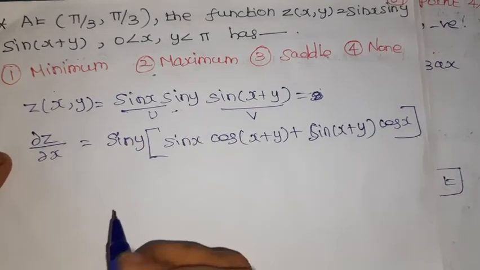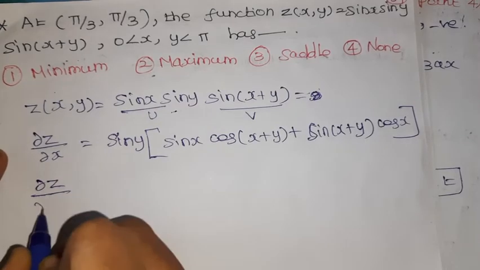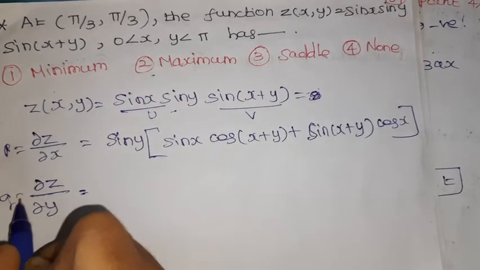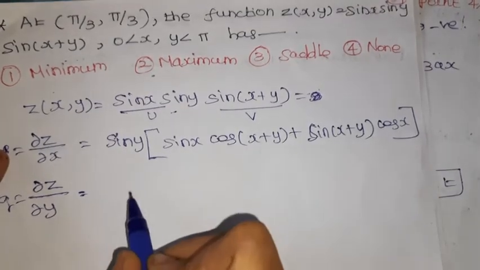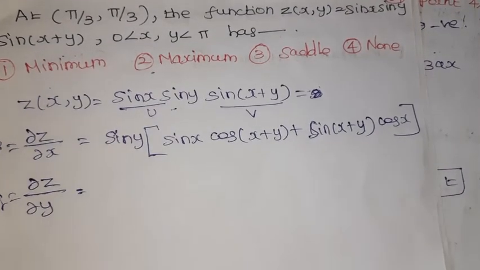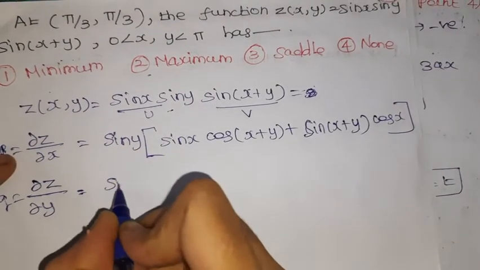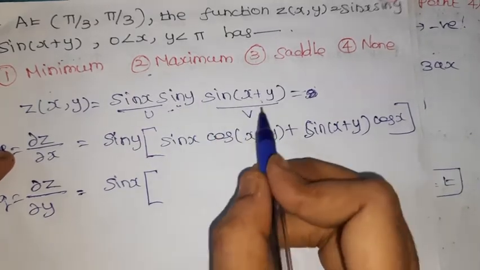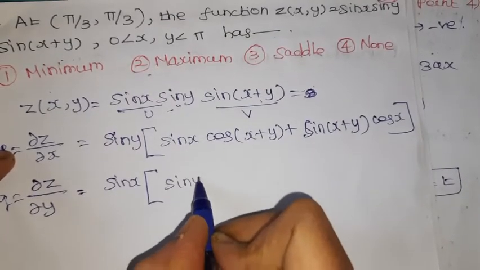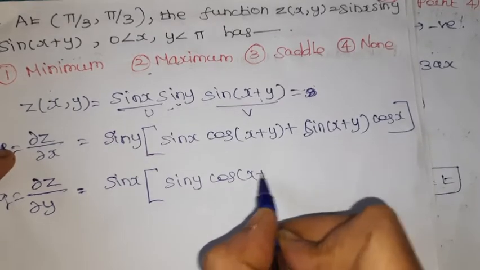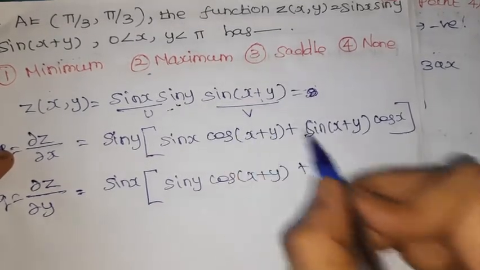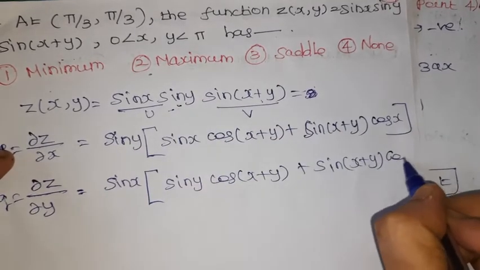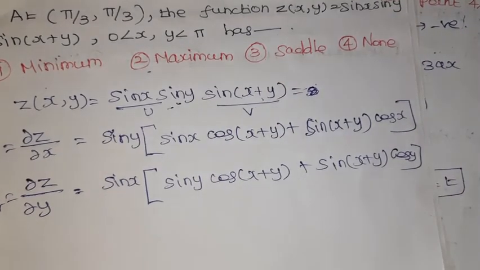Then we need to find out the dou z by dou y. So this is P, this is Q. Dou z by dou y, what is that? Sin x should be on the outside. This is constant. Then sin y and cos of x plus y, plus keep this as constant, sin of x plus y into this term cos y. Right? This is dou z by dou y.